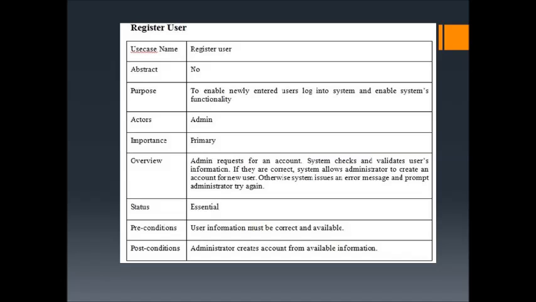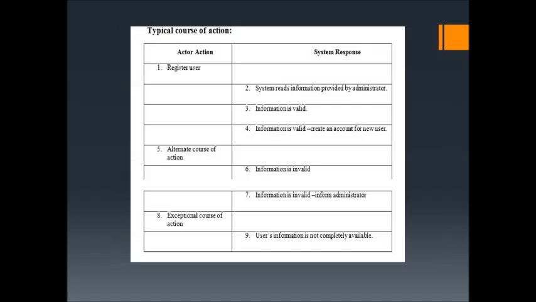Preconditions. User information must be correct. Post condition. The administrator creates an account from the available information. Here is the course of action. What will happen after the user interacts with this item related to the previous use case? It is the series of actions and the responses of the system related to the relevant actions.